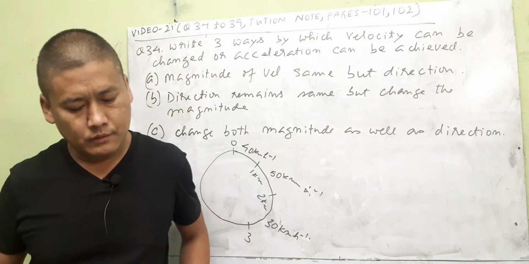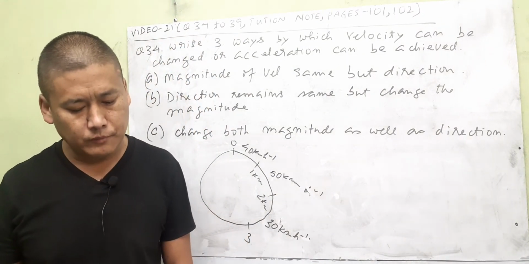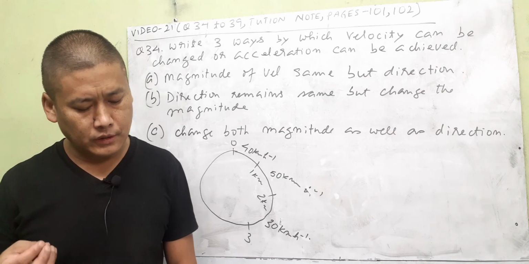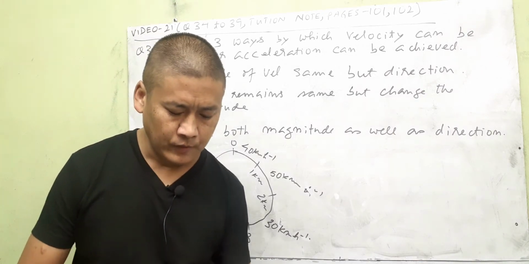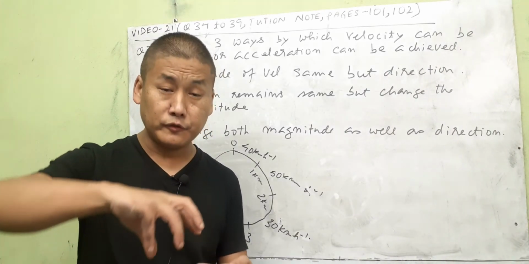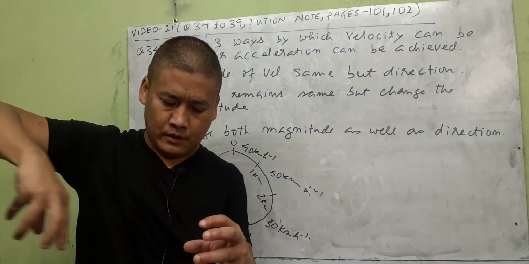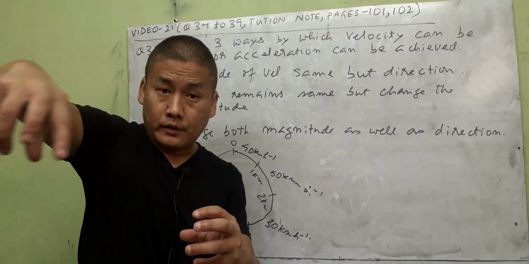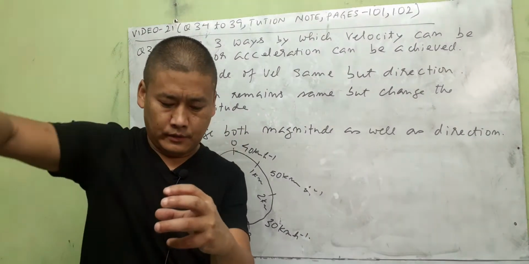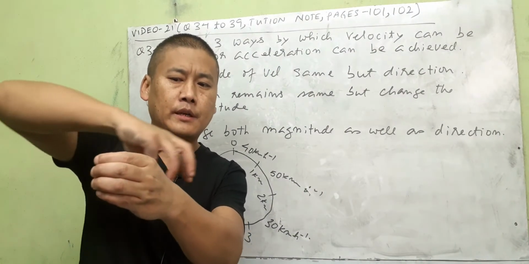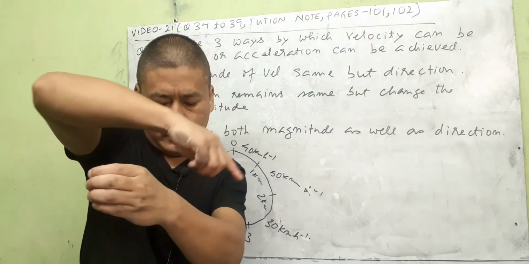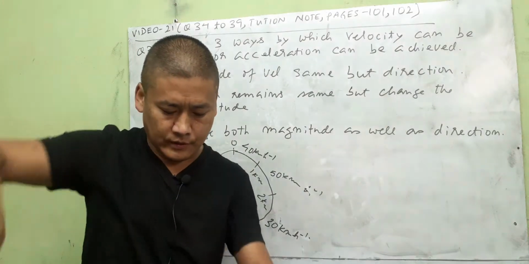Question 36. Write some examples of uniform circular motion in nature, means daily life. Number A. For example, the moon moves around the earth in uniform circular motion. The earth is there stationary, let us say, and the moon is moving around it in a uniform circular motion, for example.